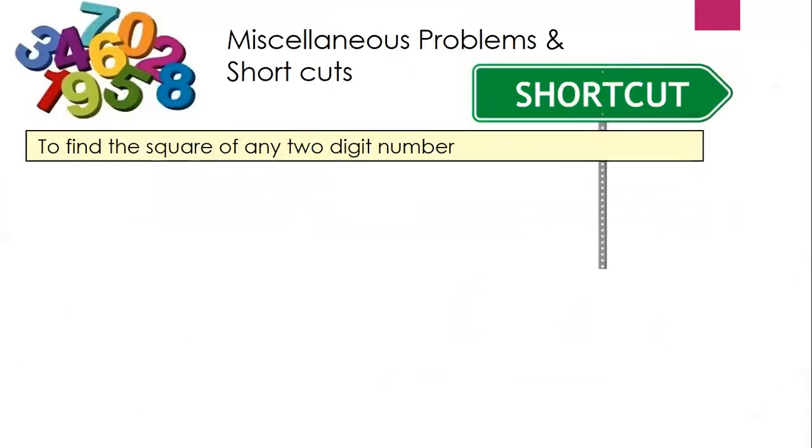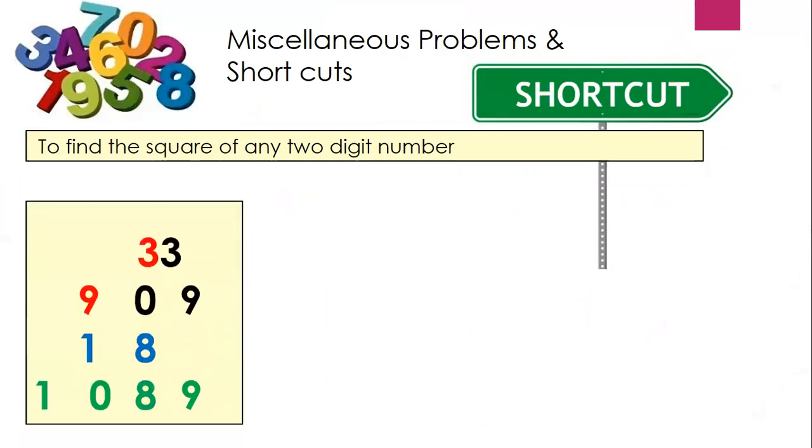Find the square of any 2-digit number. Okay. We'll take one example: 33. 3 square is 9. Again, 3 square is 9, but we want a 2-digit number, so take it as 09. Then multiply these two and double it.